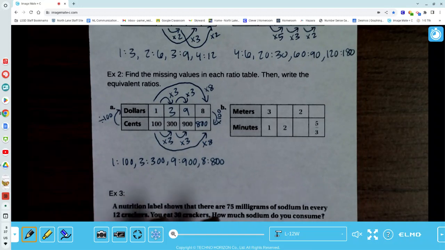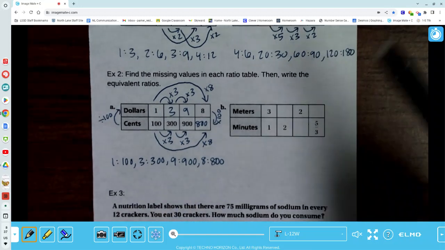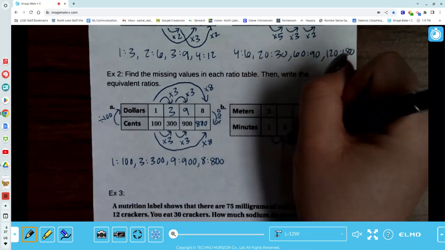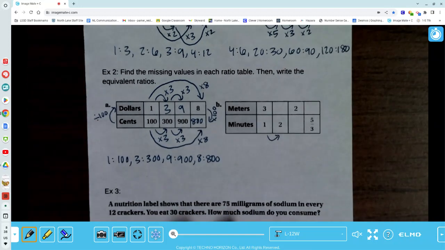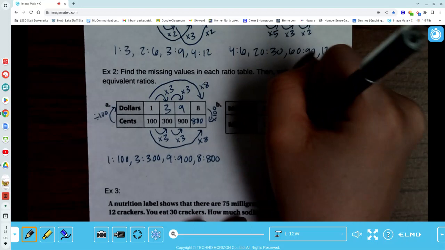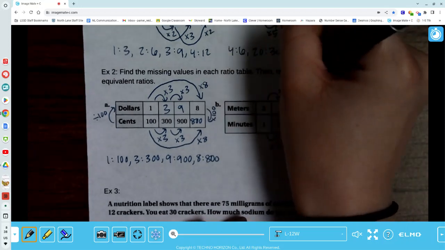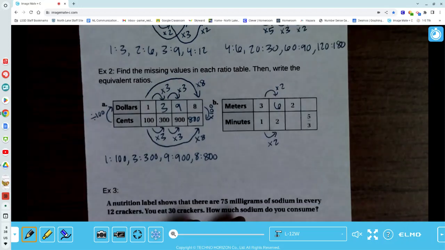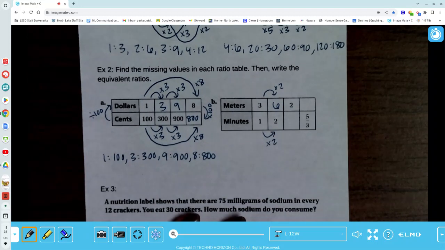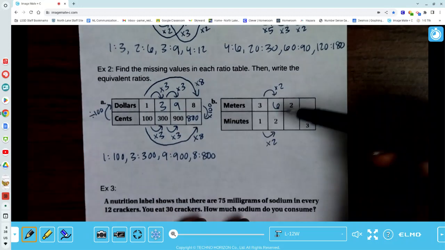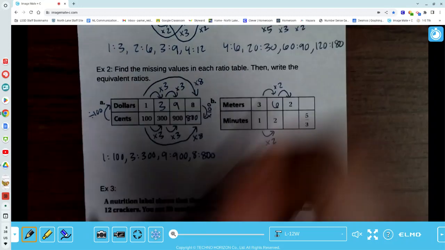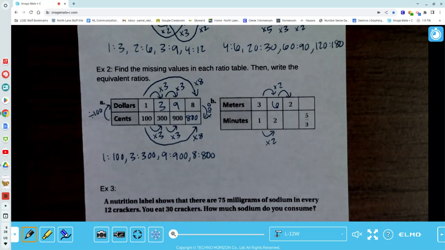All right, 2B. Meters to minutes. 3 meters, 1 minute. Now I have 2 minutes. How do I go from 1 to 2? What would I need to multiply by? Natalie? So then 3 times 2 makes 6 for the top. How could I get from 6 to 2 on the top? Aaron?